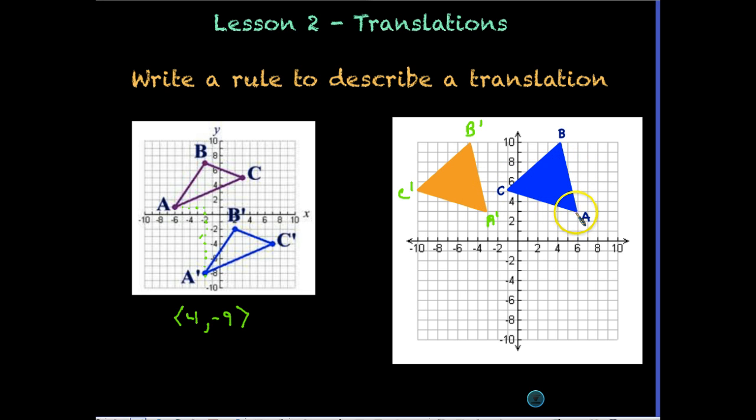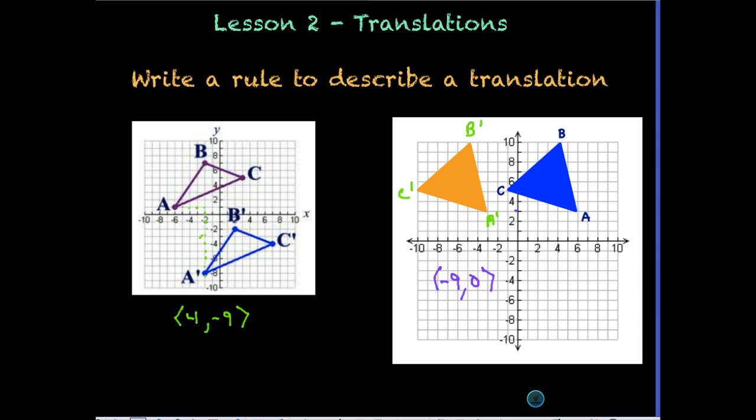So how did we move from blue to orange? Well, for A, it looks like all we did is move over 1, 2, 3, 4, 5, 6, 7, 8, 9 spots. So we went to the left 9. We did not go up and we did not go down. So we did not have a translation on the y-axis. So our translation vector is -9, 0.